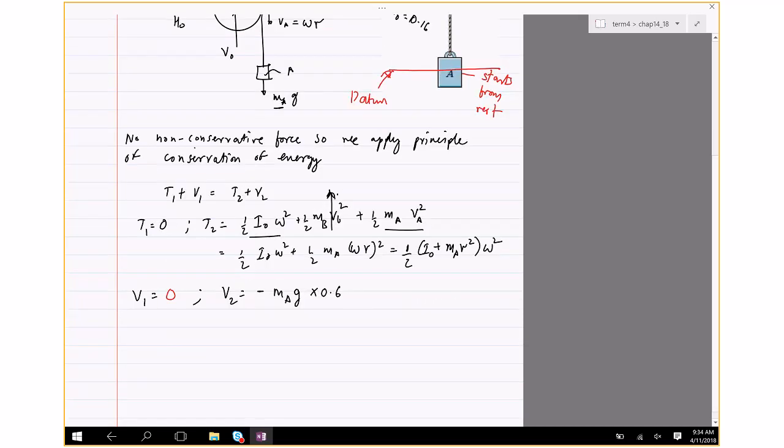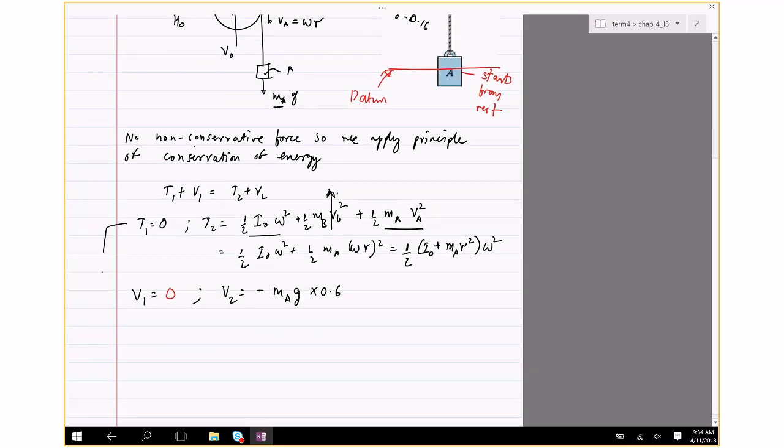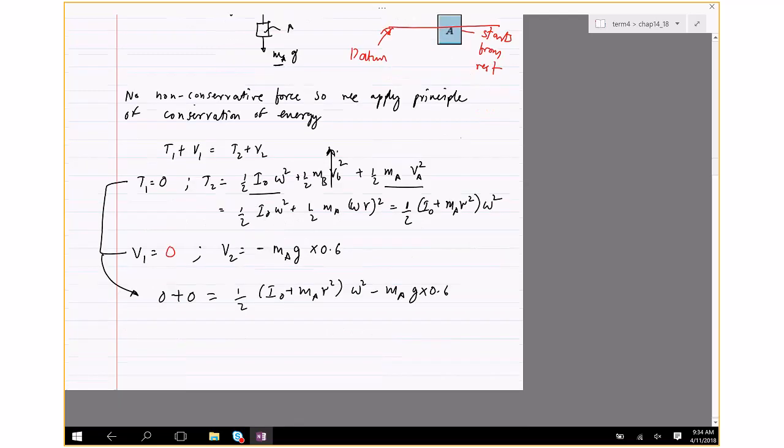Okay, so let's put everything together. This and this into T1 plus V1 equals T2, which is half IO plus M A R square omega square, minus MAG times 0.6. So 0 equals half.